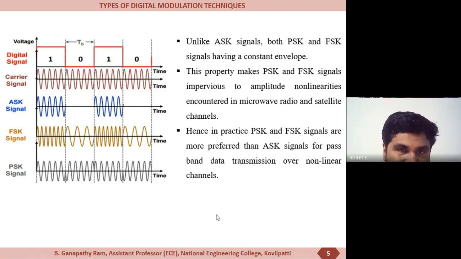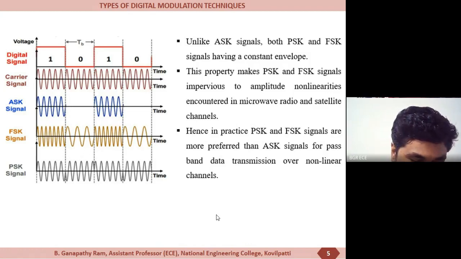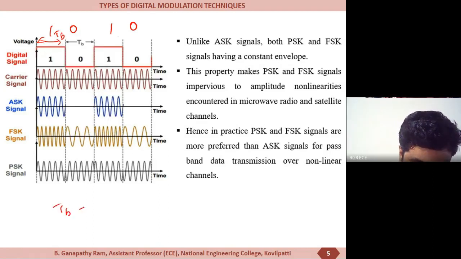Here, the best example is represented in a graphical form where the binary data 1010 is represented for a time duration of TB per bit. TB is the bit duration.